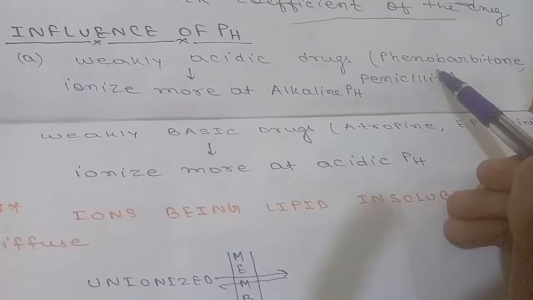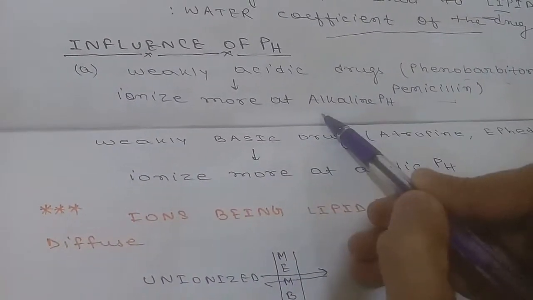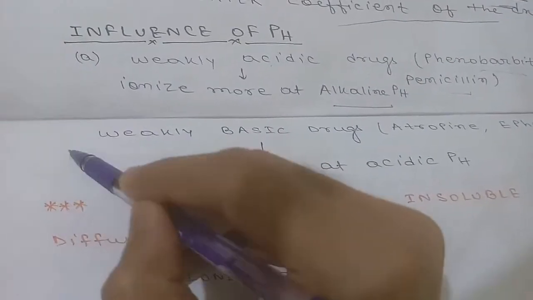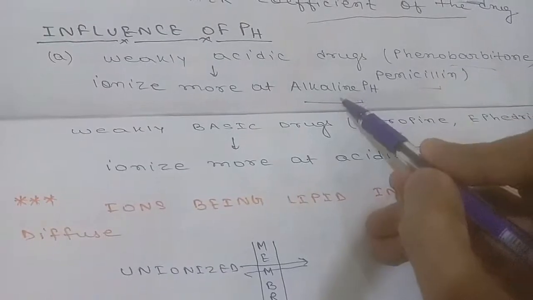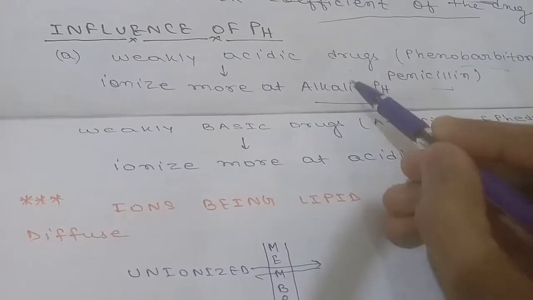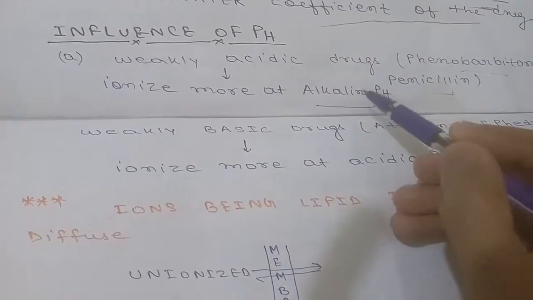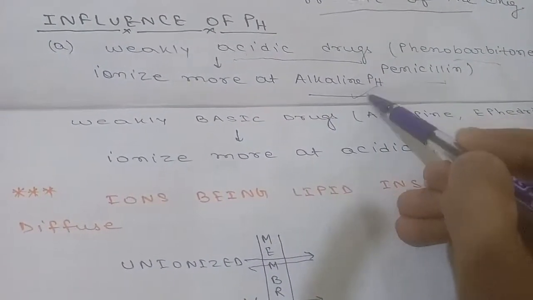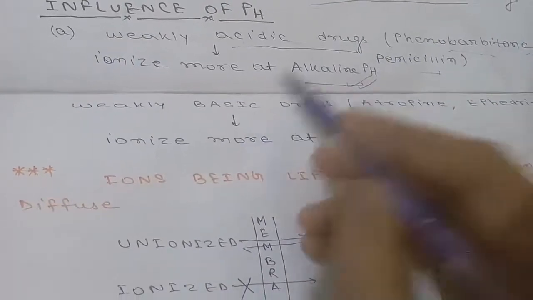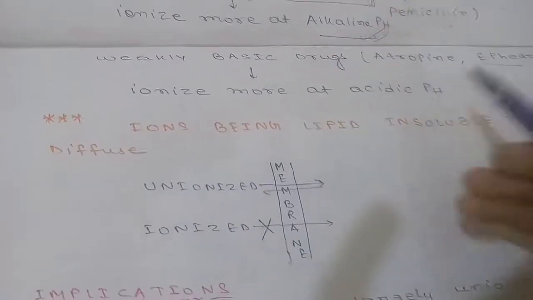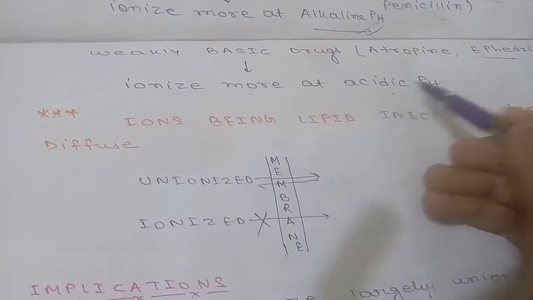Now coming to the next, the influence of pH. Weakly acidic drugs such as phenobarbital or penicillin ionize more at alkaline pH. We know if an acid faces basic pH, it will dissociate and ionize, and if it ionizes, it becomes polar because it has a charge, and charged particles cannot cross the lipid membrane easily because they are polar. So weakly acidic drugs ionize more at alkaline pH, and will not be absorbed at alkaline pH. In the same way, weakly basic drugs such as atropine and ephedrine ionize more at acidic pH, and will not be absorbed well at acidic pH, meaning ions being lipid insoluble don't diffuse.